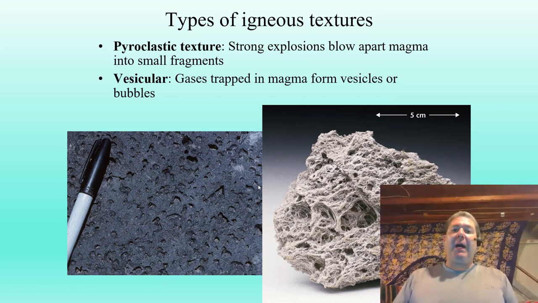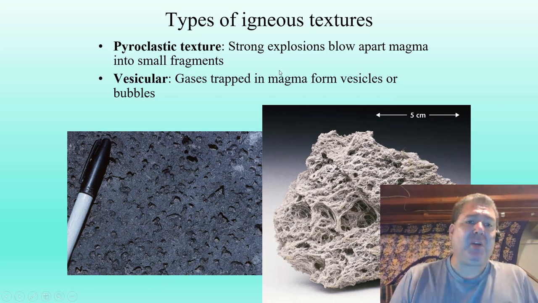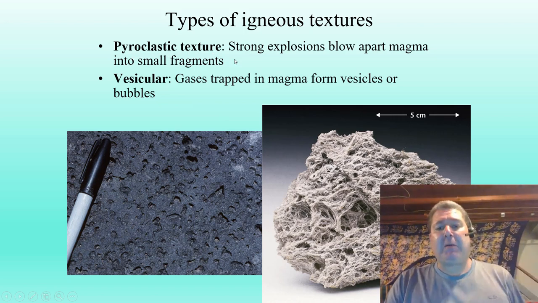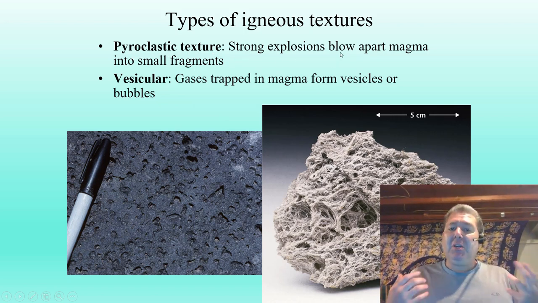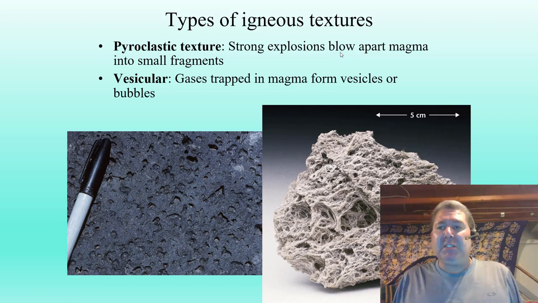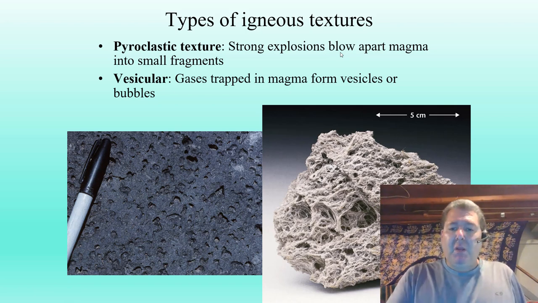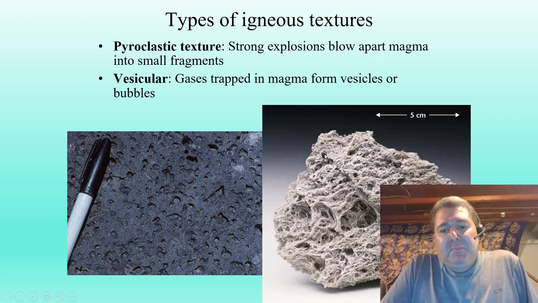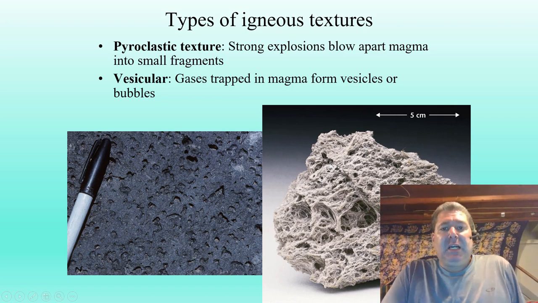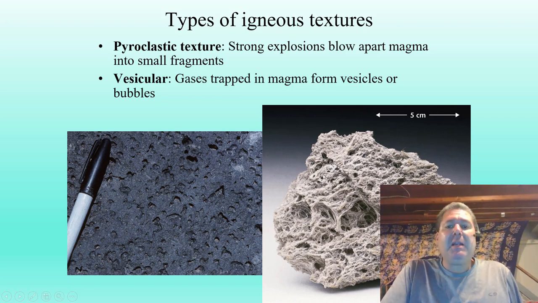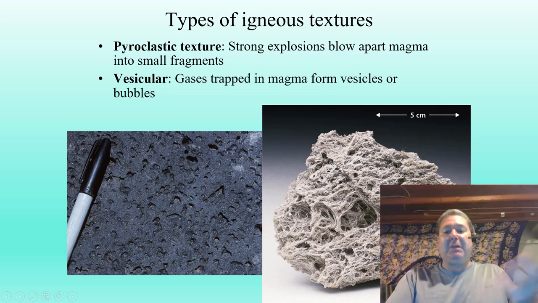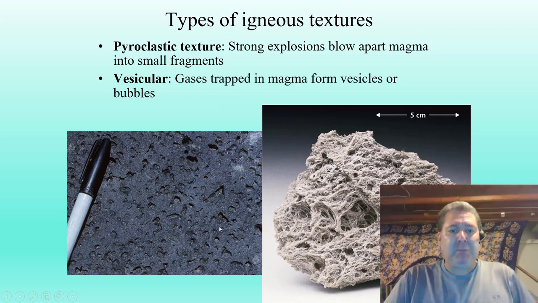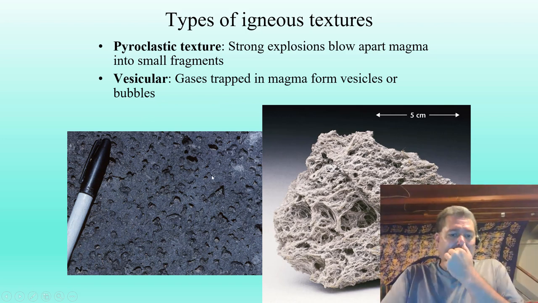And then we have a couple other textures. We have a pyroclastic texture. Pyro means fire, clastic means rock, so literally fire rock. These are the remains of strong explosions, pyroclastic flows, ash columns, that kind of stuff. And you can see a lot of vesicles and holes and sometimes even a fragmental texture.